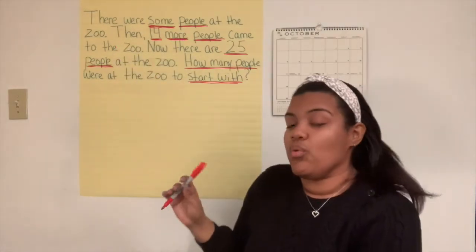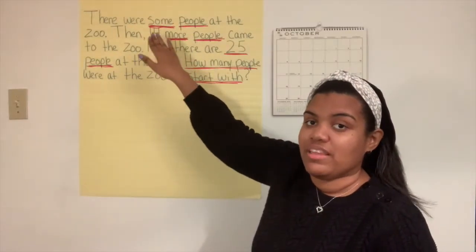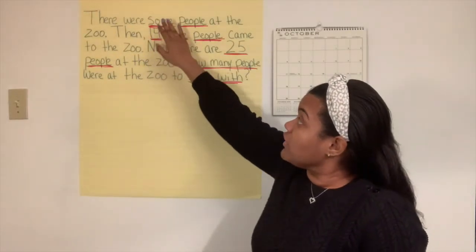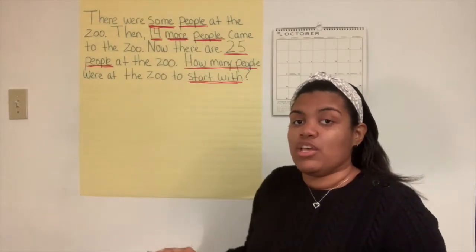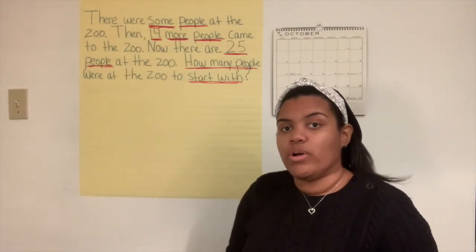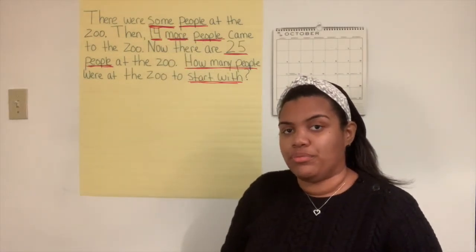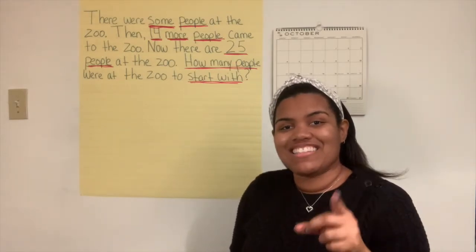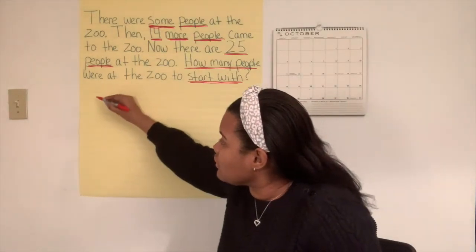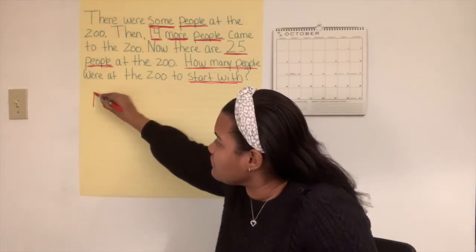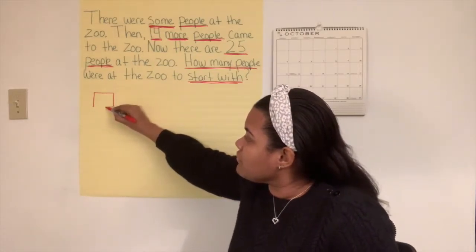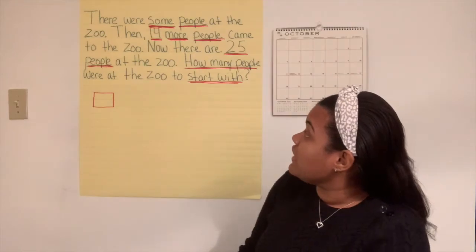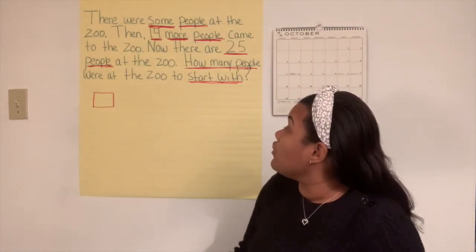Okay, so now we are going to move on to the next step. So what's the first bit of information that we are told? Good, the some people. And we know that some is our unknown. What do we draw to show our unknown? Yes, that's right. We draw a box. So let's draw a box right here. Great.